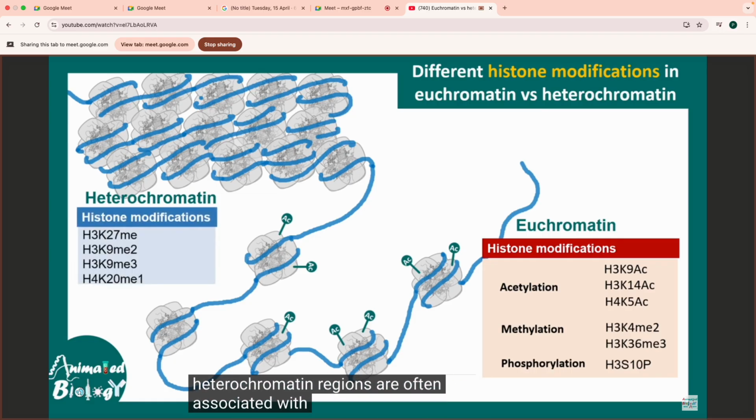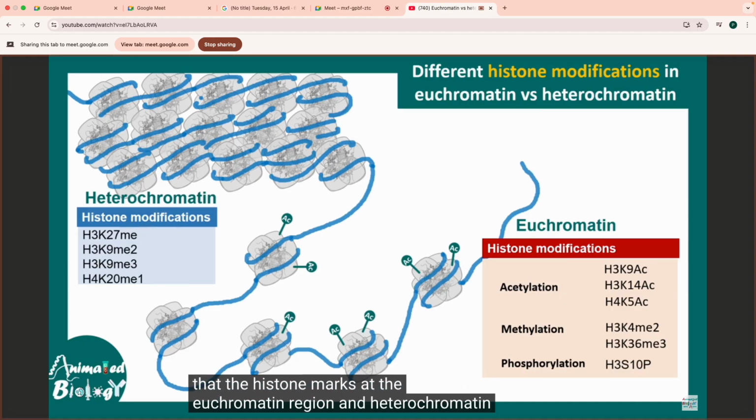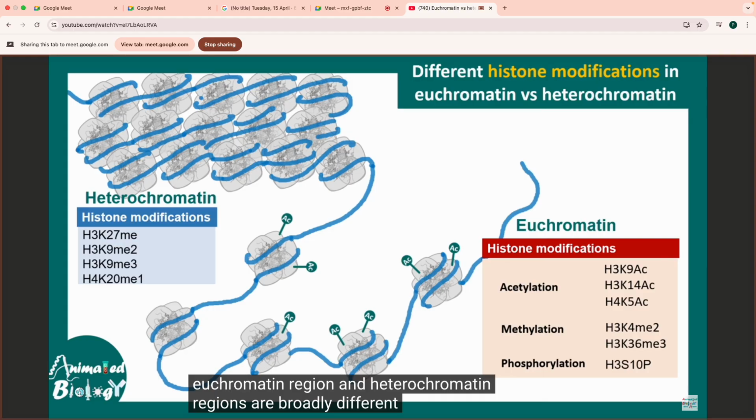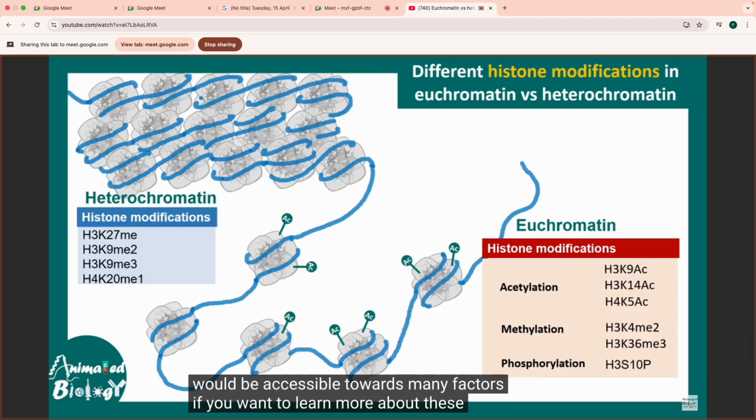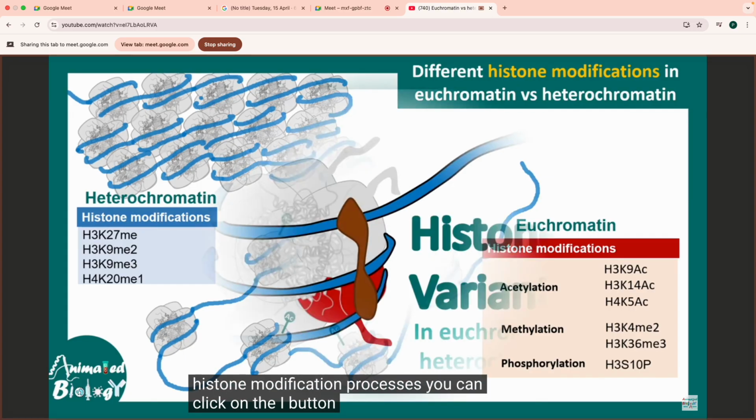Heterochromatin regions are often associated with several methylations such as H3K27 dimethylation or monomethylation, H4K20 monomethylation, etc. So what we can appreciate at this point is that the histone marks at the euchromatin region and heterochromatin regions are broadly different. And all these marks would dictate how the chromatin is tightly wrapped in a particular region. Because if there is acetylation, you can understand the chromatin would be loosely packed and it would be accessible to many factors. If you want to learn more about these histone modification processes, you can click on the I button.